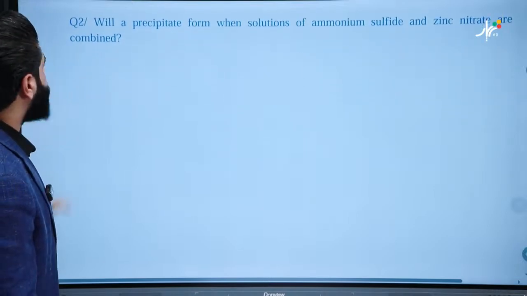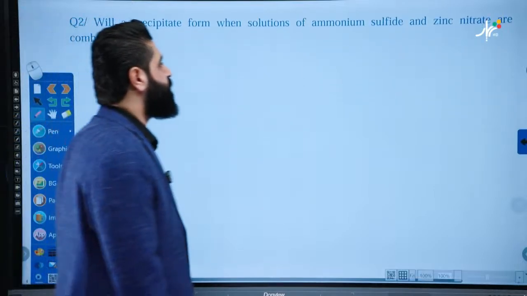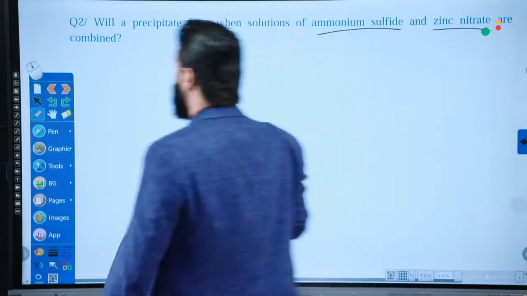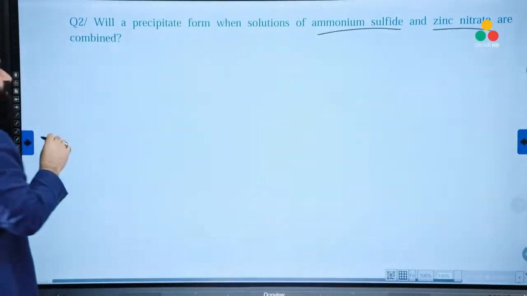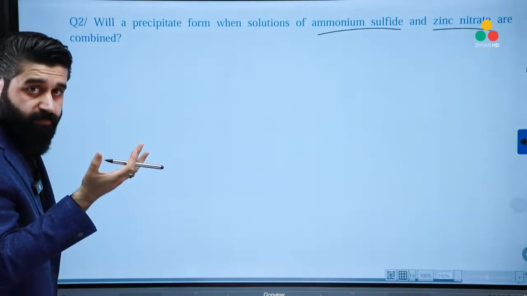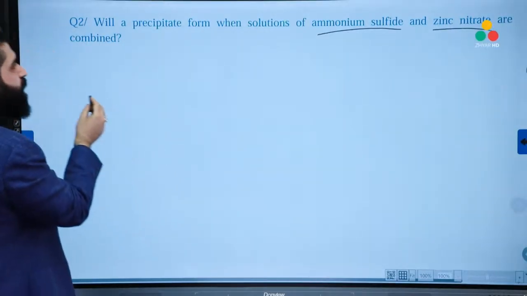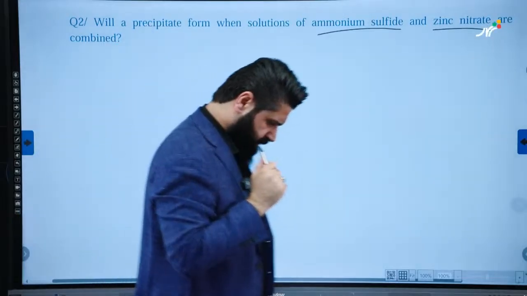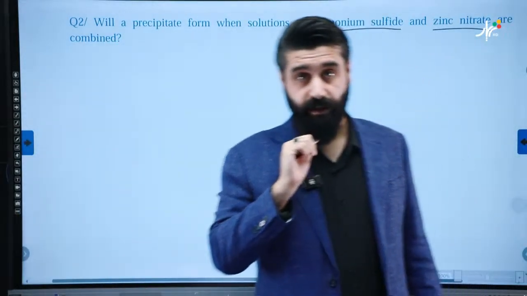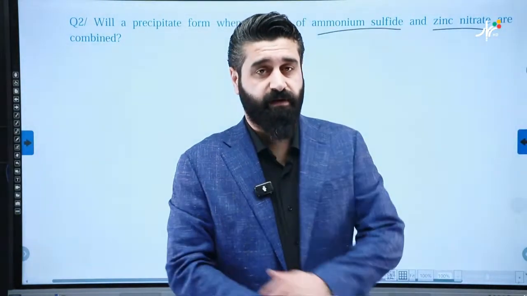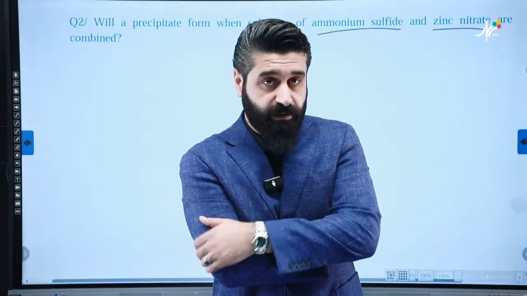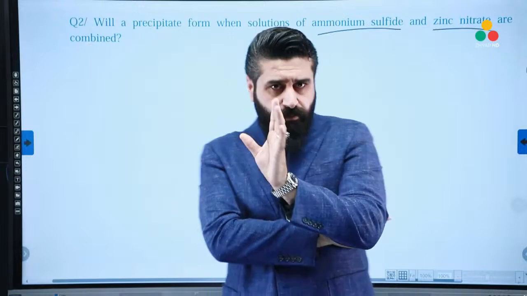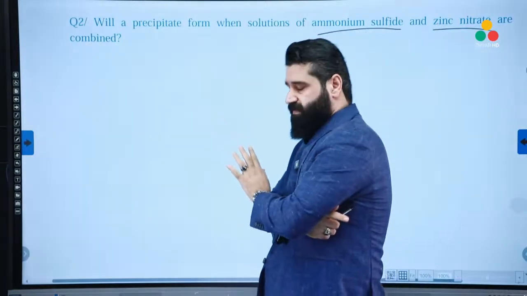Another question. Will a precipitate form when solutions of ammonium sulfide and zinc nitrate are combined? Okay, so first step, let's have the formula for both compounds. The first one, ammonium sulfide. How to write the formula of ammonium sulfide? Mr., I didn't memorize the list of the ions. Look, can you imagine? I will become very disappointed if you say this.